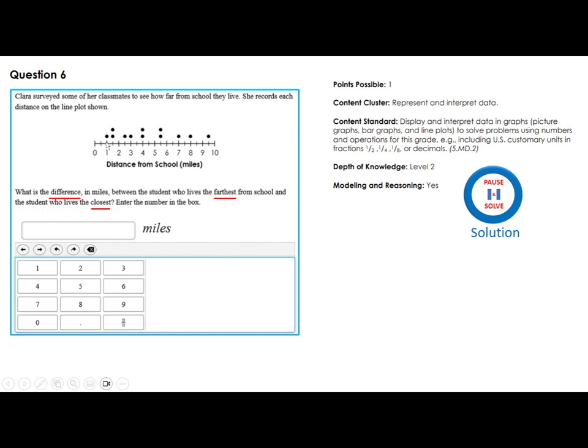there's one student who lives 1 mile away. Two students live 1.5 miles away. There is one student who lives 7 miles away. And there's one student who lives 9.5 miles away. So remember, the difference always means to subtract. This one is 9.5, that is the farthest. This is the closest. So the difference is 9.5 minus 1, which is 8.5 miles. You can write it as 8.5 like this.